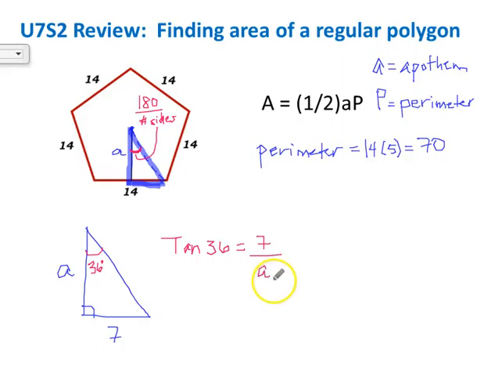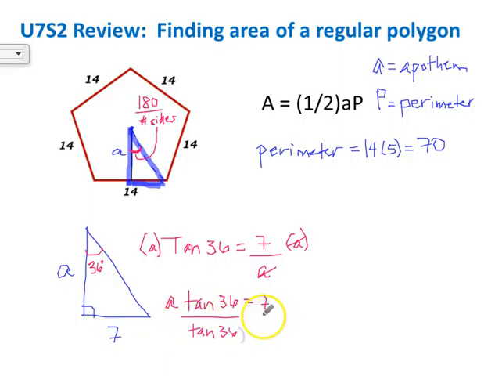We never want to solve for a variable in our denominator, so let's get that out of the denominator. I'm going to multiply both sides by A. Now we've got A times tangent 36 equals 7. To solve for A, we need to divide each side by tangent 36. Whatever I do to one side, I have to do to the other side. So I type in my calculator 7 divided by tangent 36, and you should get A equals, rounding to 2 decimal places, 9.63. That's my apothem.